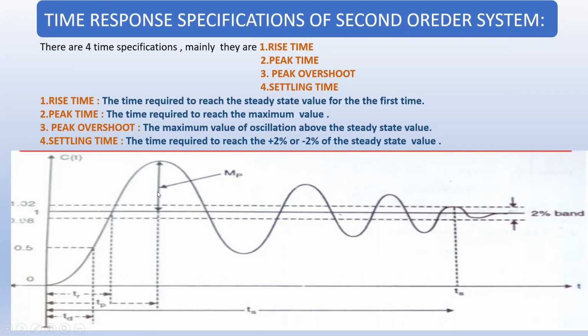And peak overshoot is the maximum value from this steady state value over here. So this is the peak overshoot, and settling time.